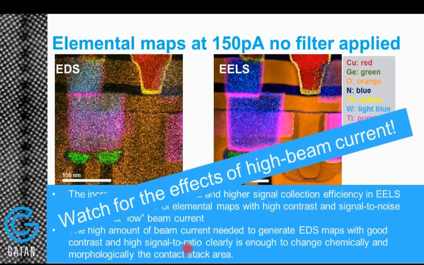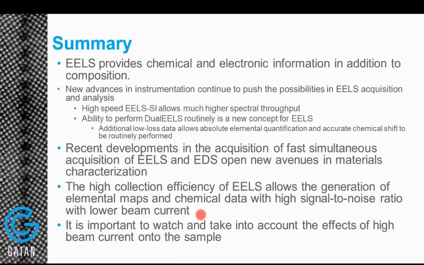So my message to conclude this webinar is: watch for the effects of high beam current. You don't want to destroy your sample under the electron beam. So in summary, we have seen that EELS provides chemical and electronic information in addition to composition. We made a lot of improvements with the latest generation of EELS spectrometer, especially for increasing the sensitivity of the camera so we can go much faster. Dual EELS is very important because it allows us to push EELS to the next level and get chemical information, remove the effect of energy drifts so we can accurately measure chemical shift. At the same time, we can do absolute quantification.